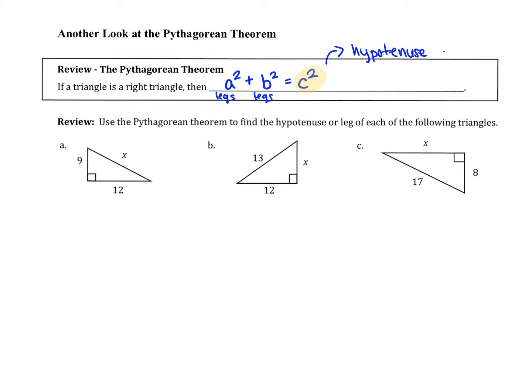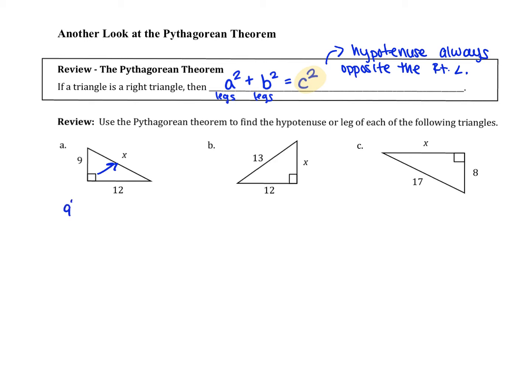So hypotenuse, always opposite the right angle. So if you're having a hard time figuring out what number to substitute for c, just look for the right angle. So let's just review these ones real quick. I always like to just identify my hypotenuse in the beginning, so I know what my c is.